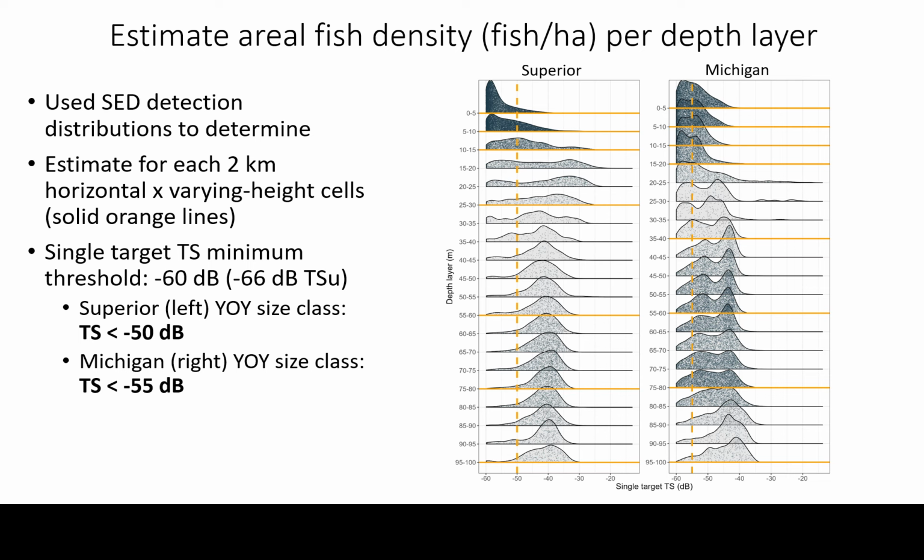We used 2 different single target thresholds to determine what we're classifying as a young of year fish, for example. In Lake Superior, the young of year class size is anything smaller than minus 50 dB. And in Lake Michigan, it was minus 55 dB.